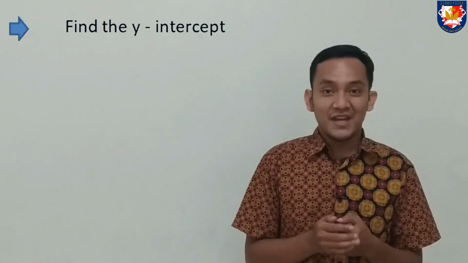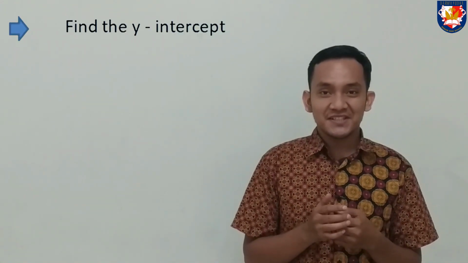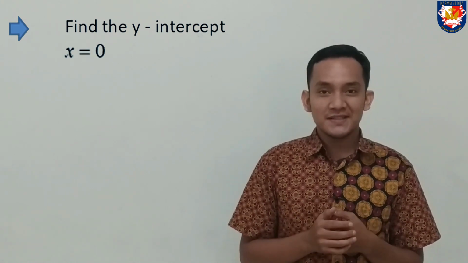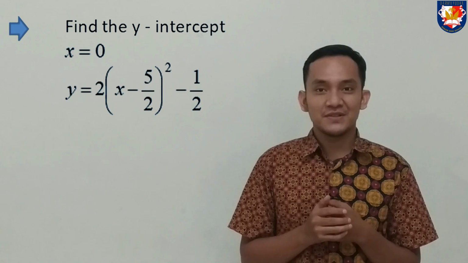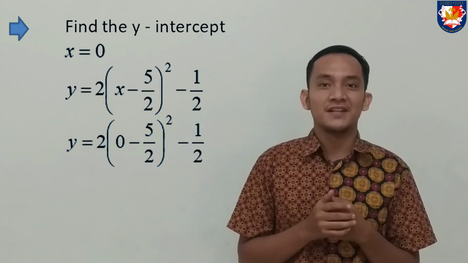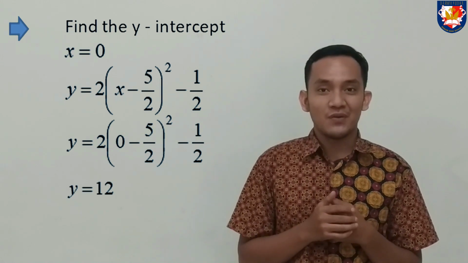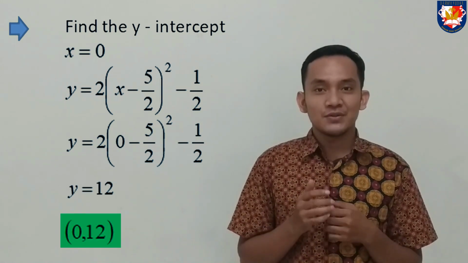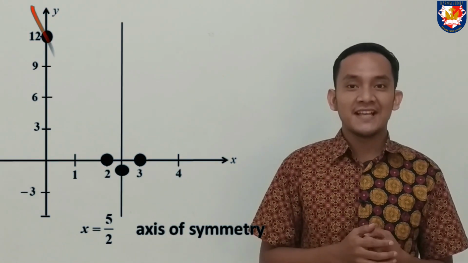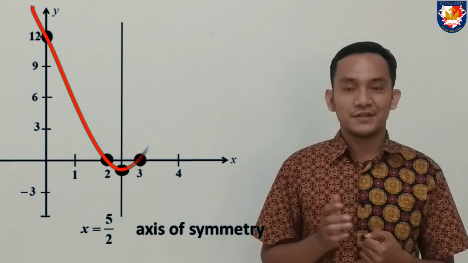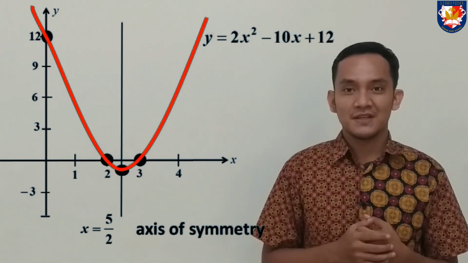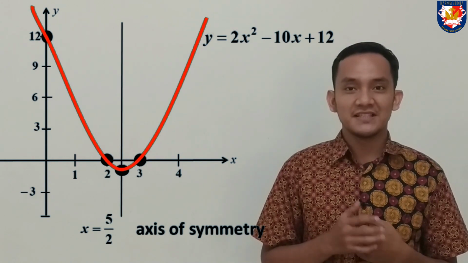Now we are going to find the y-intercept. A y-intercept means that the value of x will be 0. So y equals 2 times (x minus 5 over 2) squared minus half. Substituting x equals 0 will give the result y equals 12. So we get the point (0, 12). Plot all the points we got and put in the axis of symmetry. From the left to the right, draw a smooth curve and that is the quadratic graph. Remember that the quadratic graph is symmetrical.